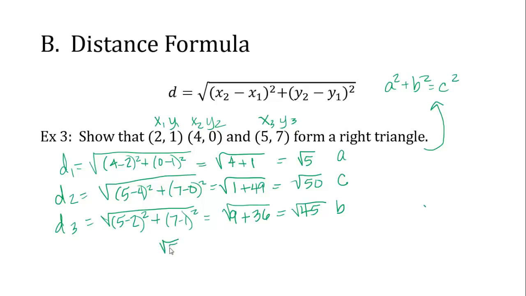Okay, A squared plus B squared. Does it equal, sorry, square root of 50 squared. Alright, let's work it out. Remember, when you square a square root, whatever's under the radical just comes out. Square root of 5 times square root of 5 is just 5. Square root of 45 times square root of 45 is 45. Square root of 50 times square root of 50 is 50. So is 5 plus 45 50?